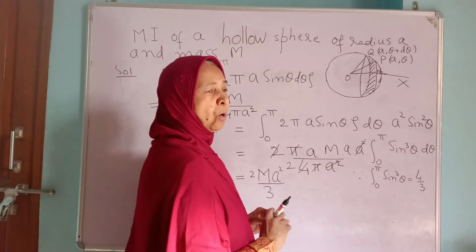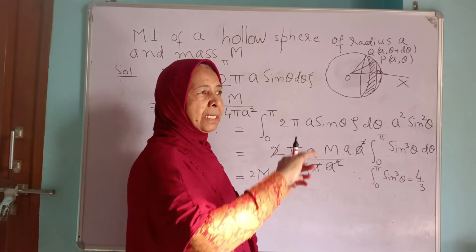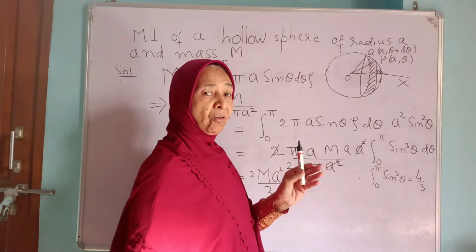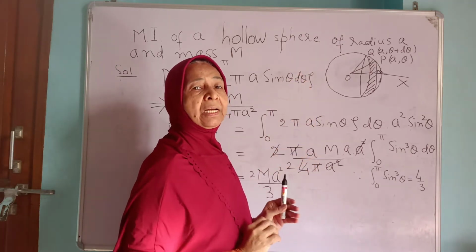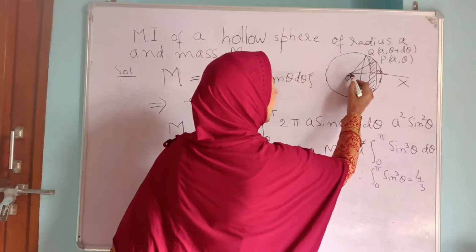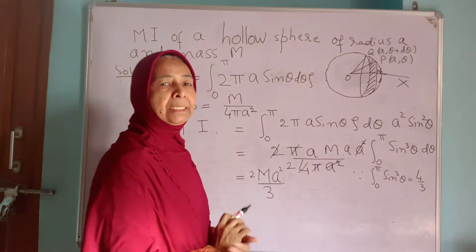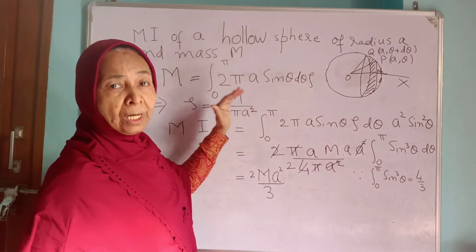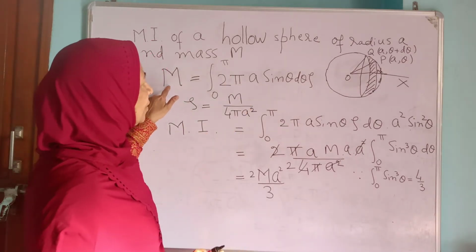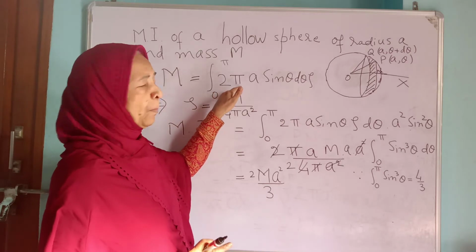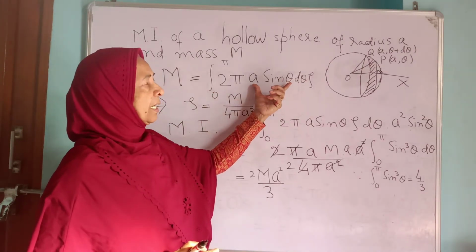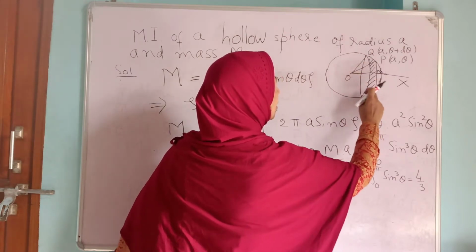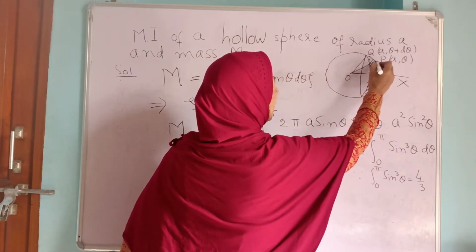You know, a hollow sphere is obtained by revolution of a semicircle. A semicircular arc of a given thickness will revolve about this axis, and that will make the hollow sphere. So, first of all, we will calculate the total mass of the hollow sphere. Total mass of the hollow sphere will be 2 pi. In place of r, what you have to do? To find the radius of this shell, you will drop a perpendicular from P.